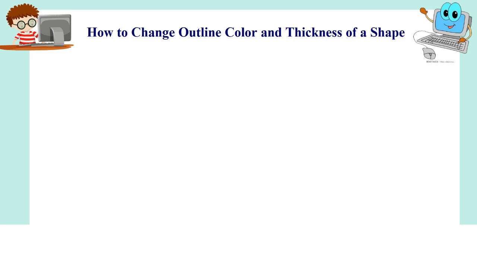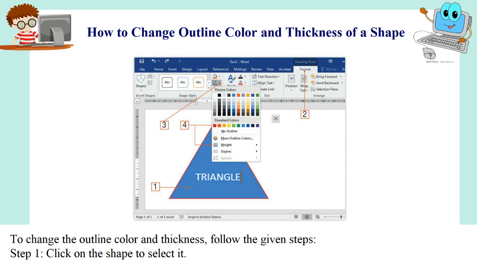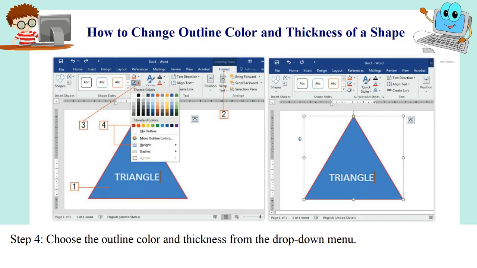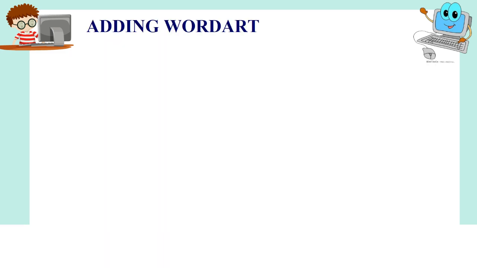How to change outline color and thickness of a shape. To change the outline color and thickness, follow the given steps. Step 1. Click on the shape to select it. Step 2. Click on the Format tab. Step 3. Click on the Shape Outline command. A drop-down menu appears. Step 4. Choose the outline color and thickness from the drop-down menu.